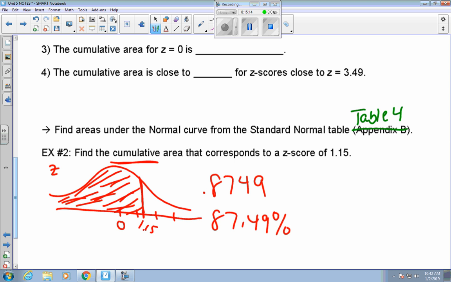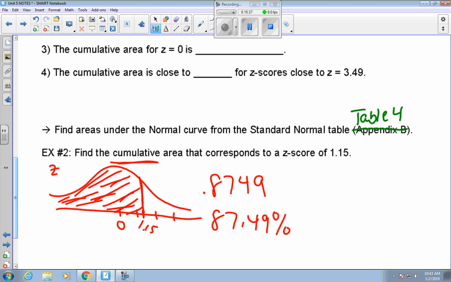Remember how we talked about our empirical rule? 68% of the data is within 1 standard deviation. 95% of the data is within 2 standard deviations. So now we want to find other values, not just 1, 2, and 3. We want to find any value that they give us. Does that make sense?